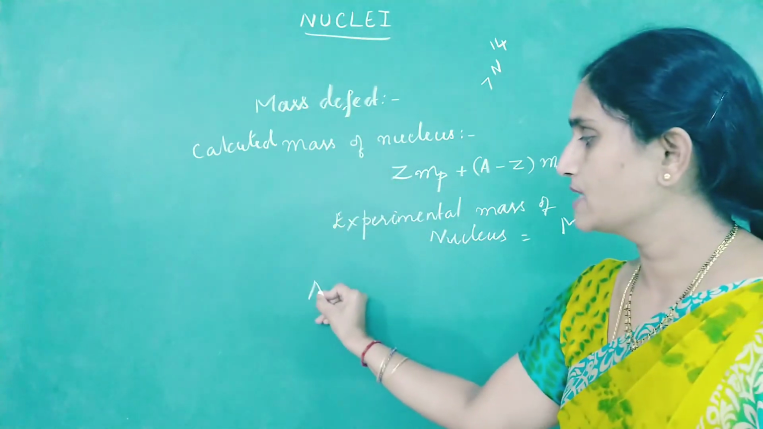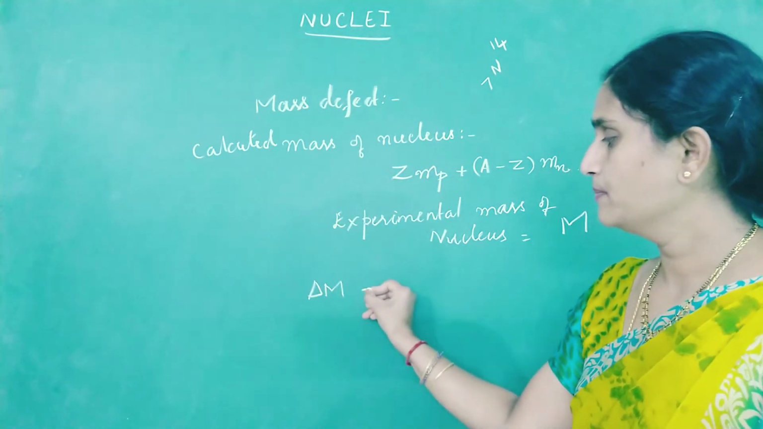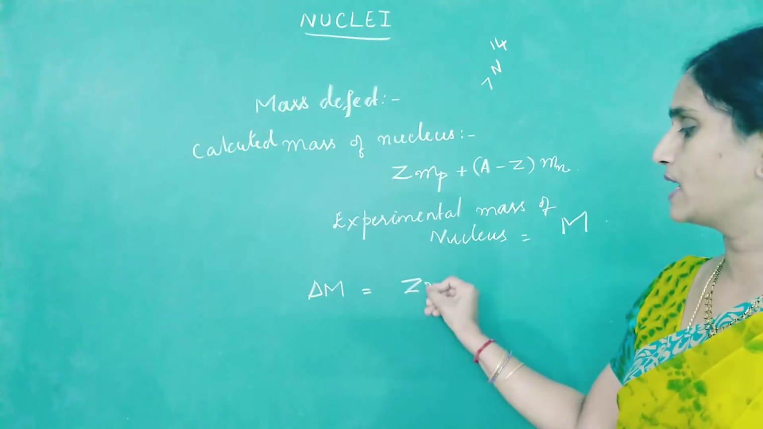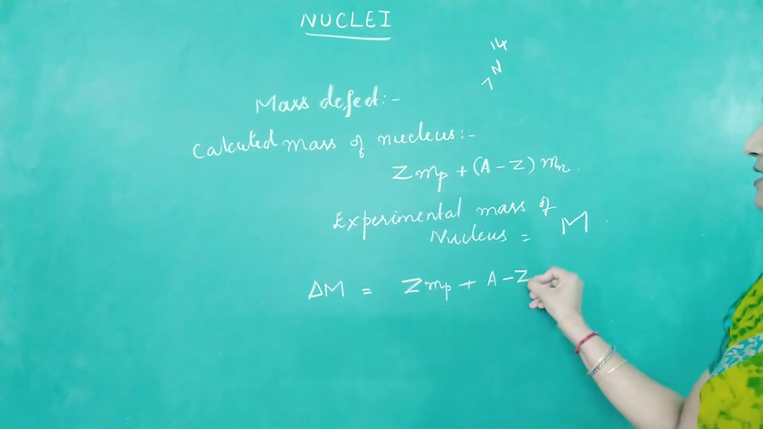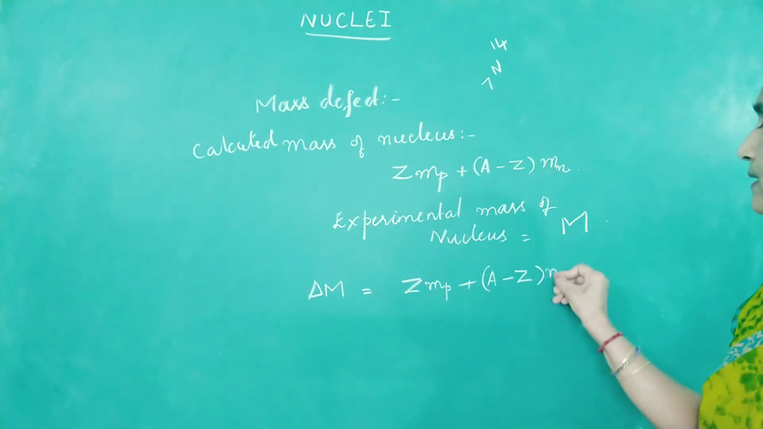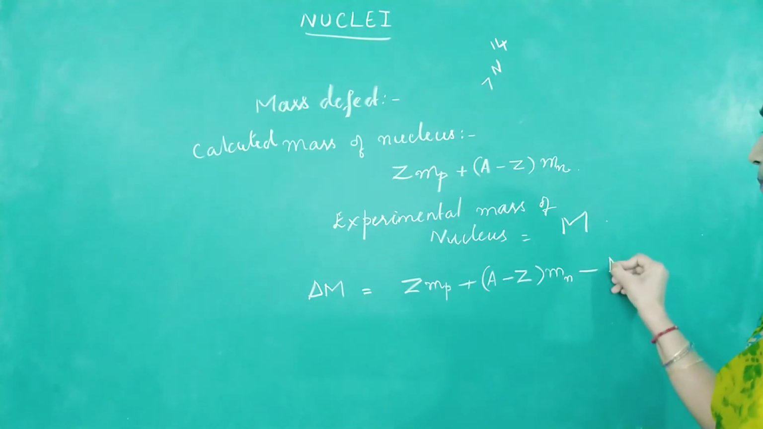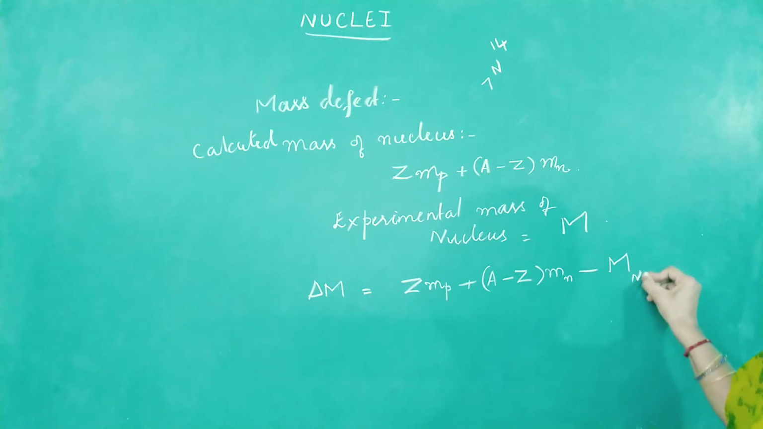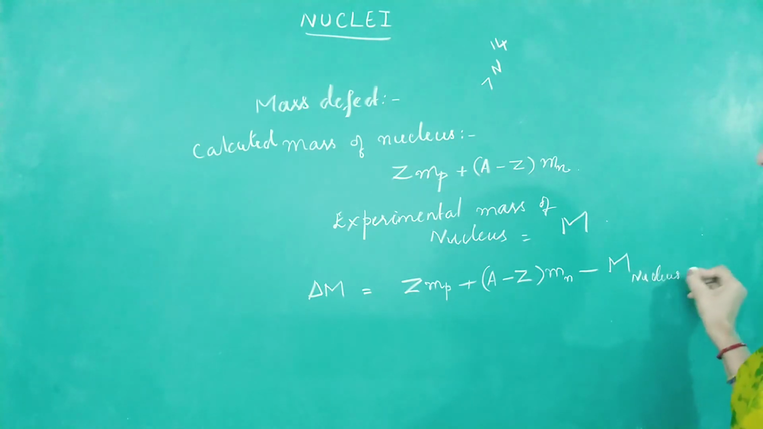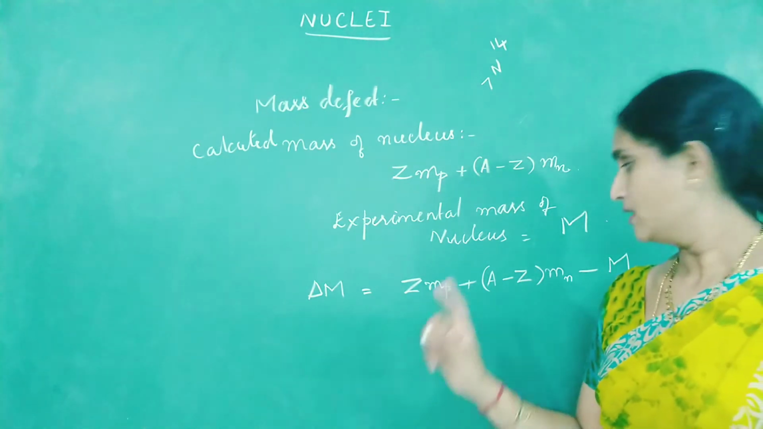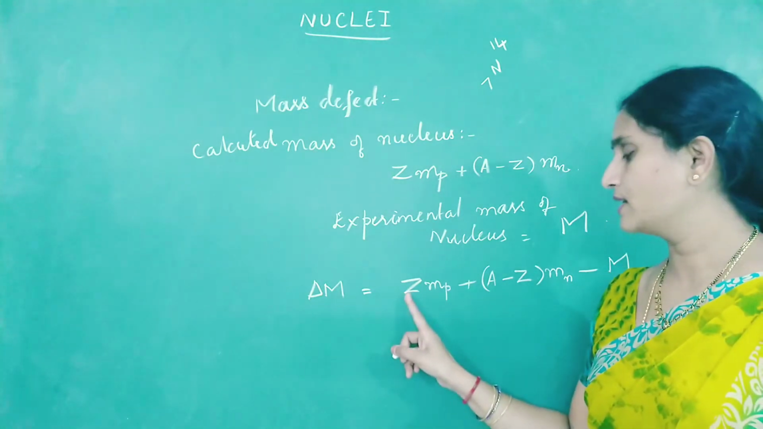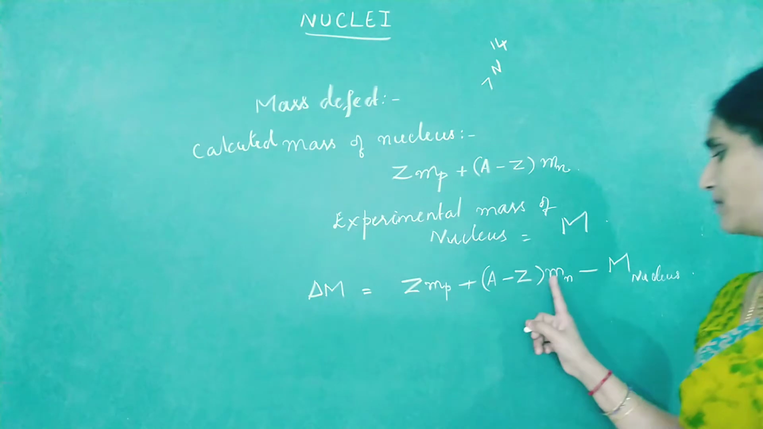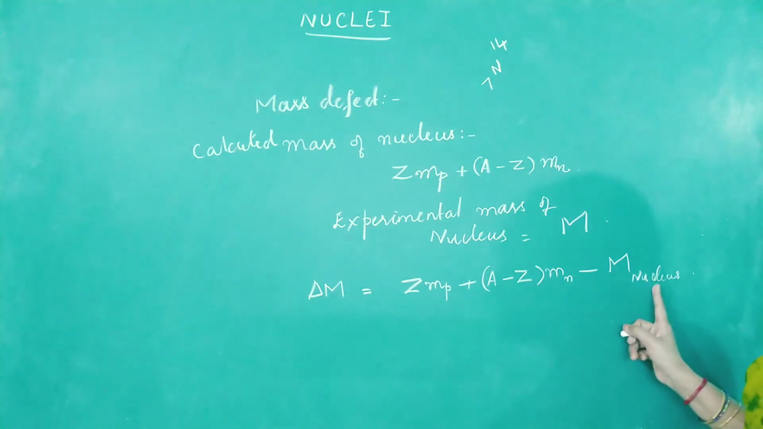So you can write mass defect delta M as Z into mass of proton plus A minus Z into mass of neutron minus capital N. This is the mass of nucleus of that particular atom. There is one more relation to calculate the mass defect. This I gave you in terms of mass of proton, mass of neutron, and the mass of nucleus.